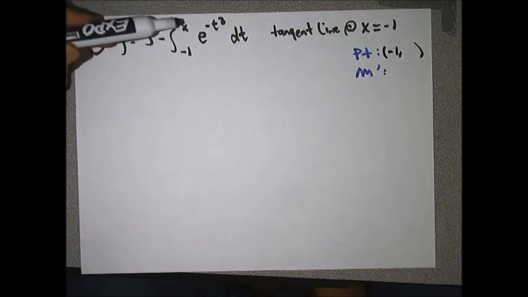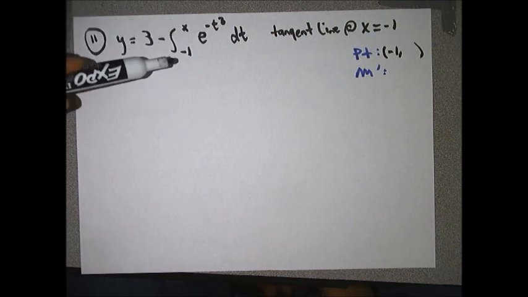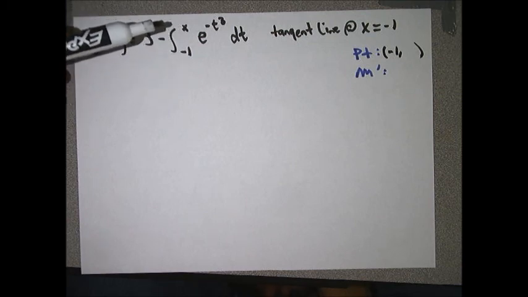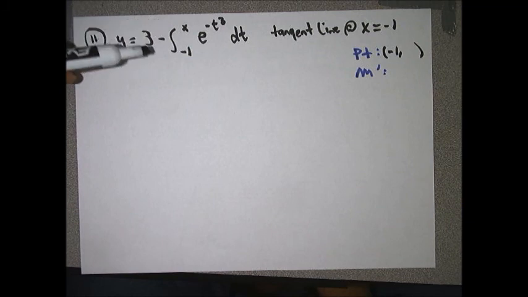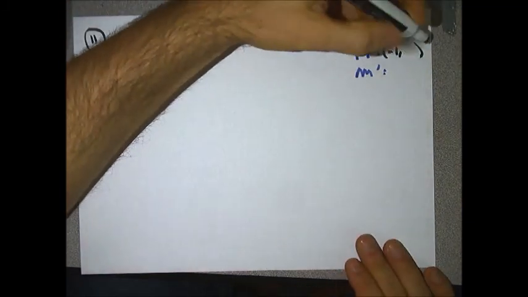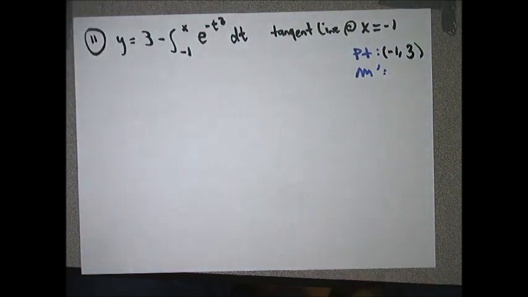So where do I plug into for x, right? If I plug negative 1 in up there, my integral is going from negative 1 to negative 1. In other words, I didn't go anywhere. So that whole integral is 0, and then 3 minus 0 is going to be 3. So the y coordinate is 3.